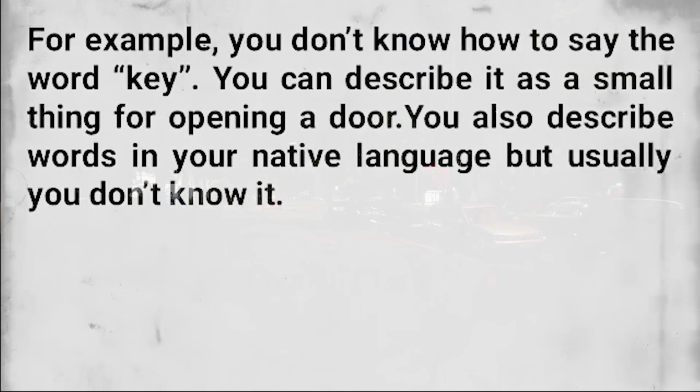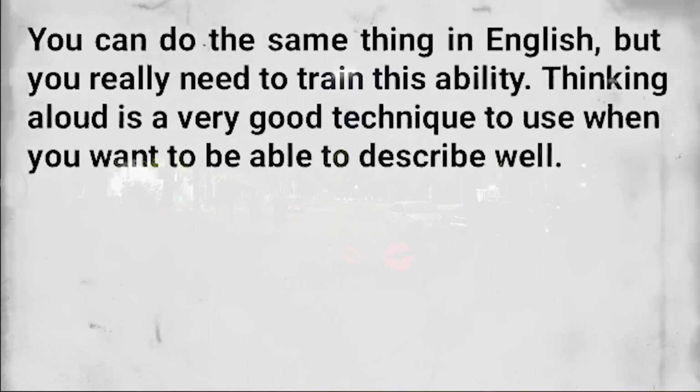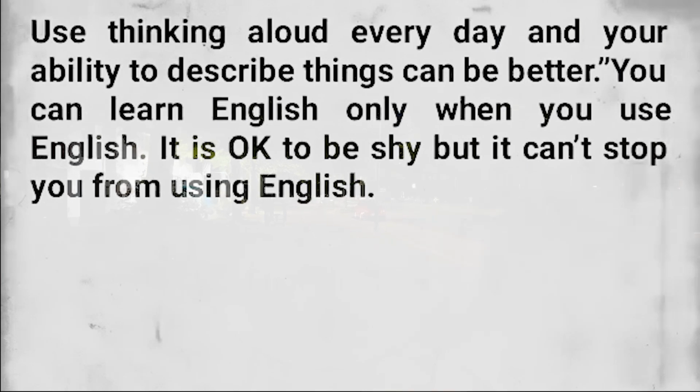You also describe words in your native language, but usually you don't know it. If you don't know the word for something, you simply describe it to the other person so that the other person understands what it is. You can do the same thing in English, but you really need to train this ability. Thinking aloud is a very good technique to use when you want to be able to describe well. Use thinking aloud every day, and your ability to describe things can be better. You can learn English only when you use English. It is okay to be shy, but it can't stop you from using English.